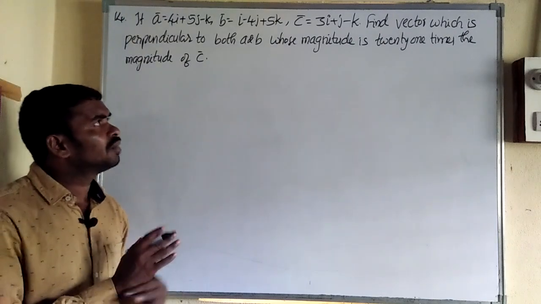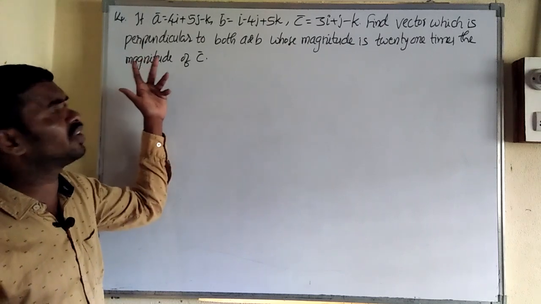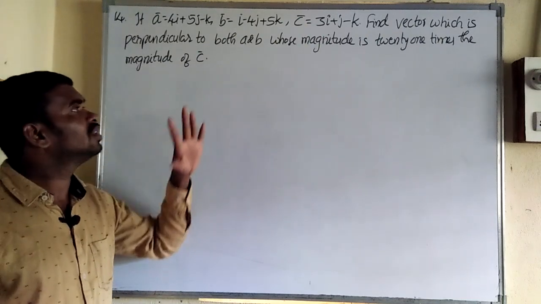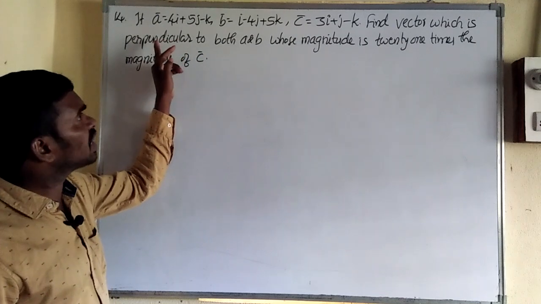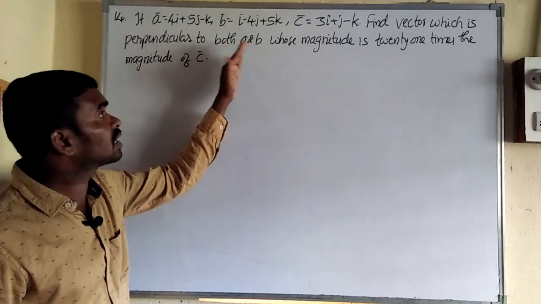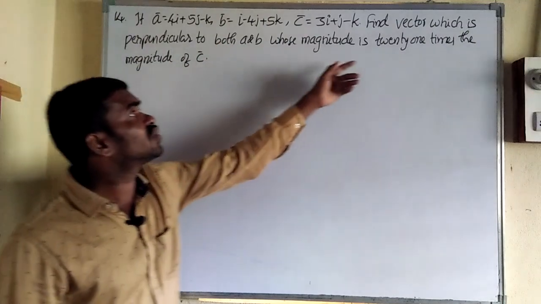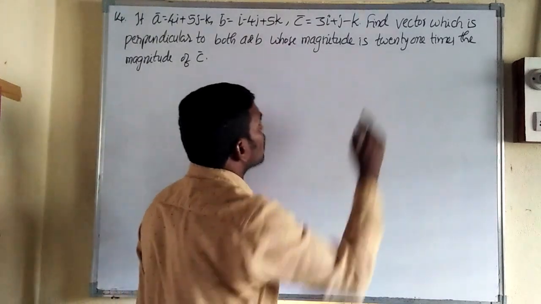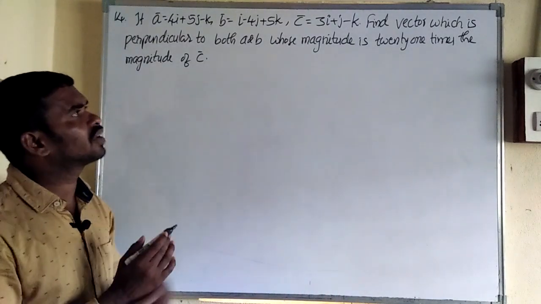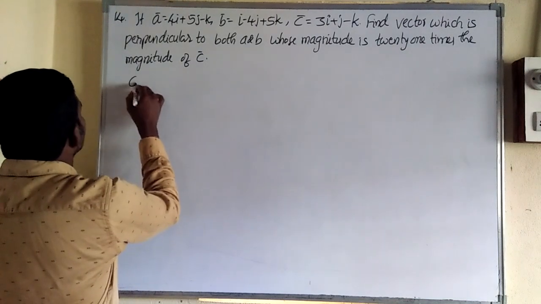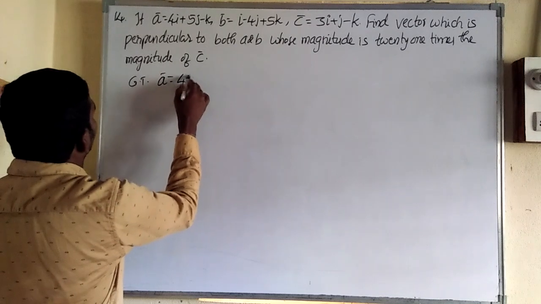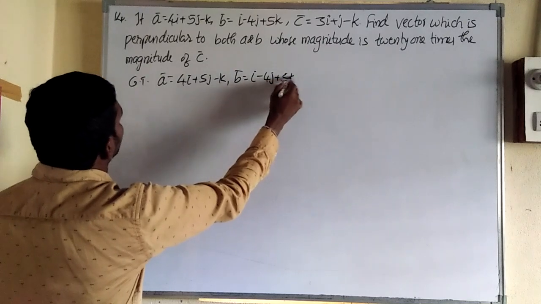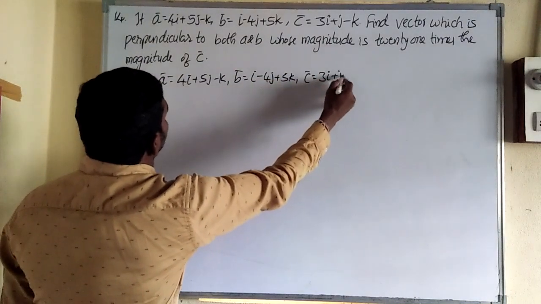One more question is also there, but with a small difference: it asked for a unit vector, and the third question also we did root 6 units unit vector like that. So it is the same type, but here we have to find a vector perpendicular to both A and B, but not a unit vector. Its magnitude is 21 times the magnitude of C. So we should first find 21 times the magnitude of C. How can we find the magnitude of C? Given A bar equal 4i plus 5j minus k, B bar equal i minus 4j plus 5k, and C bar equal 3i plus j minus k.